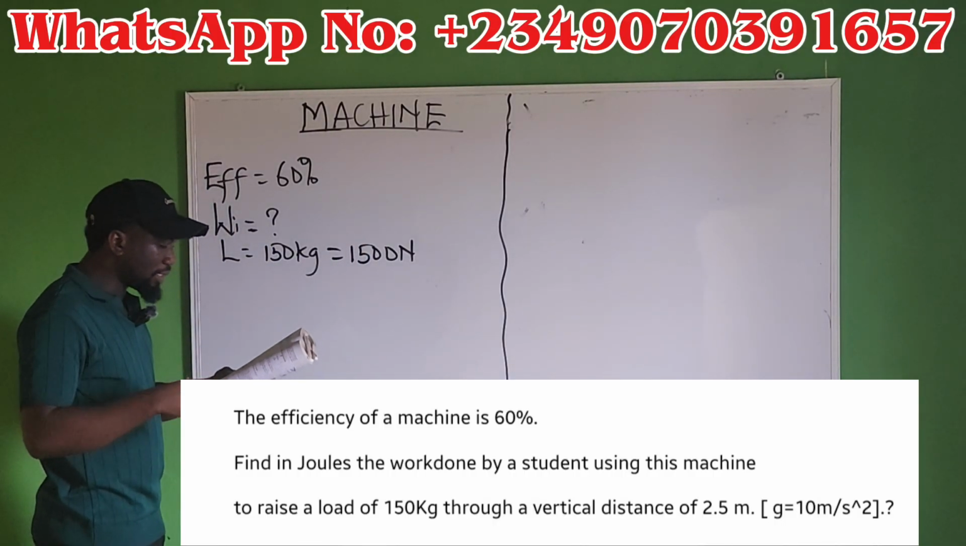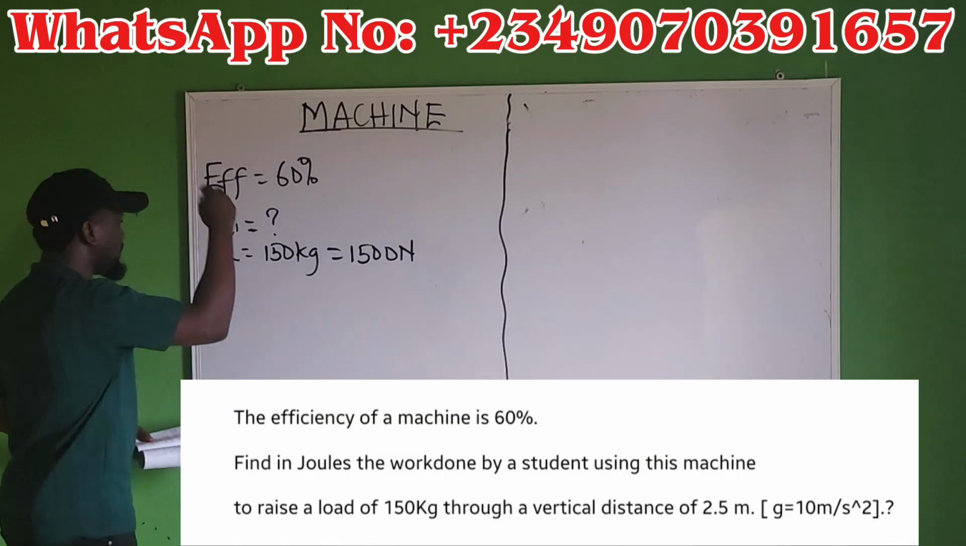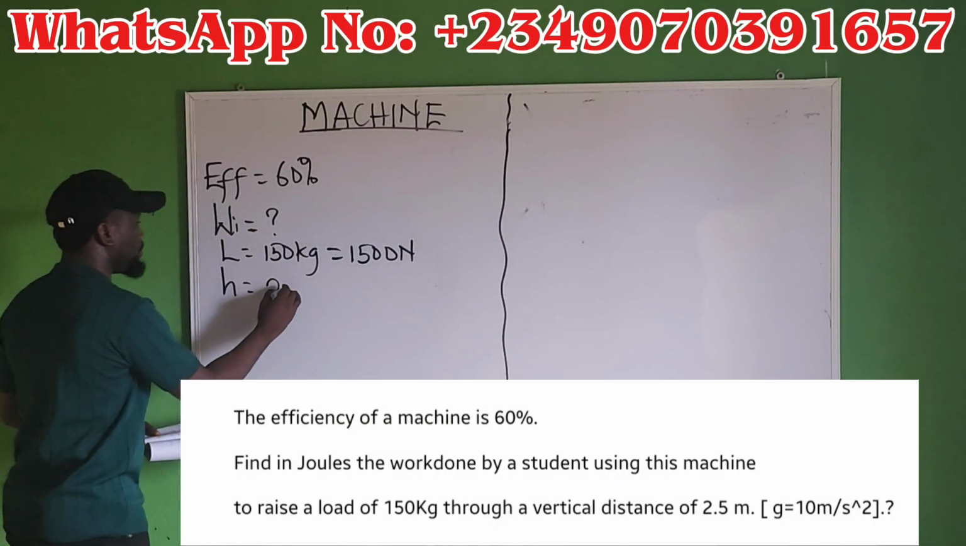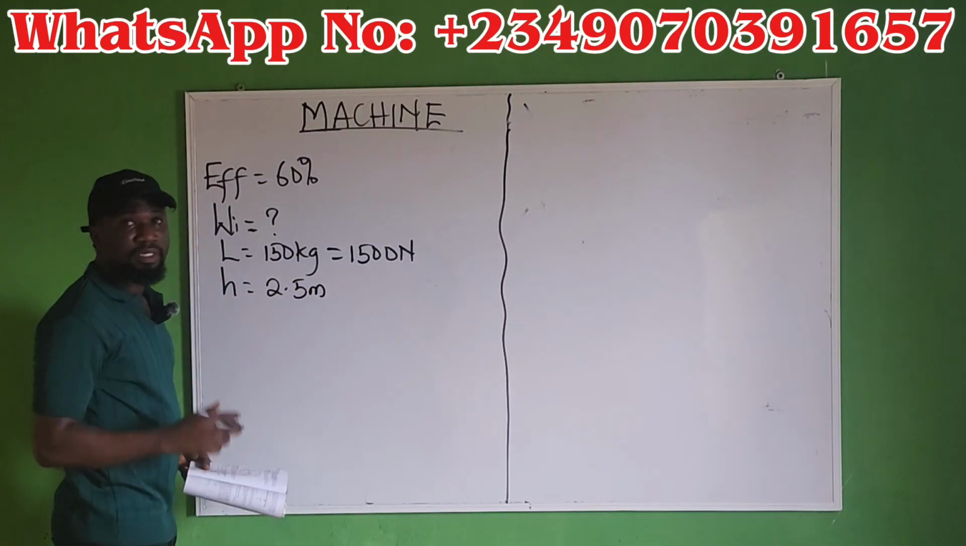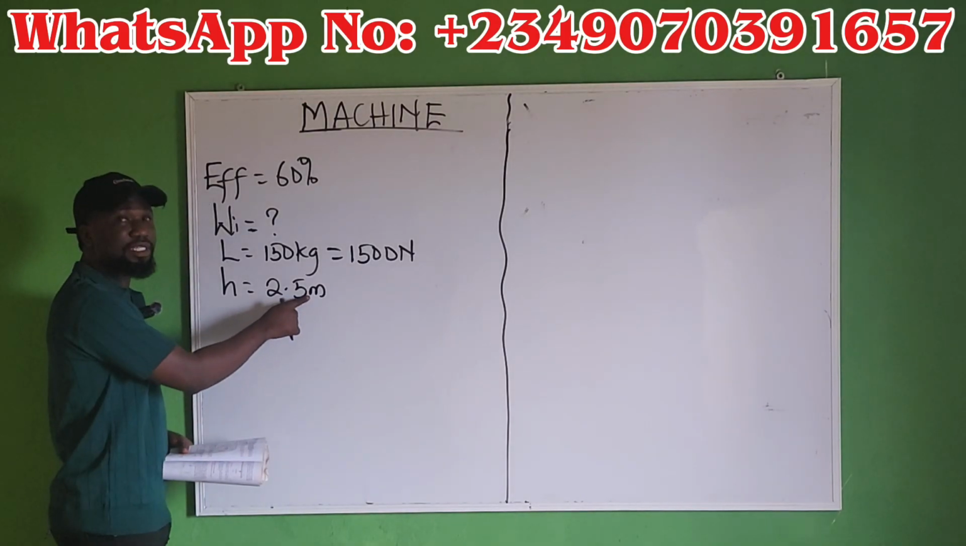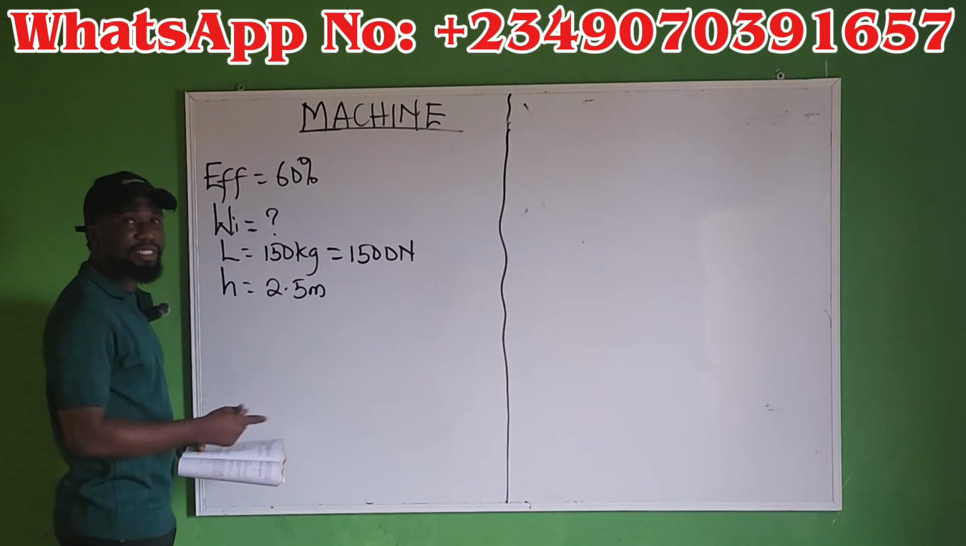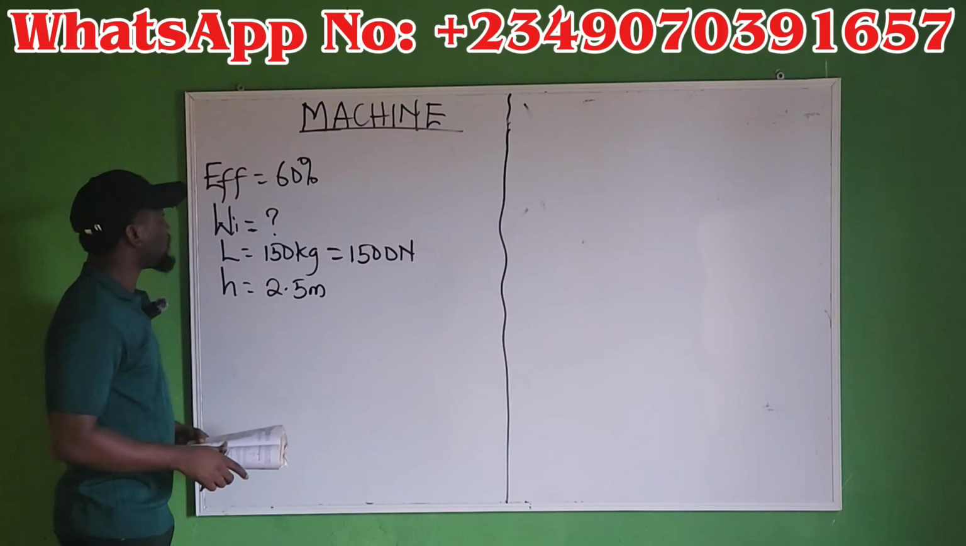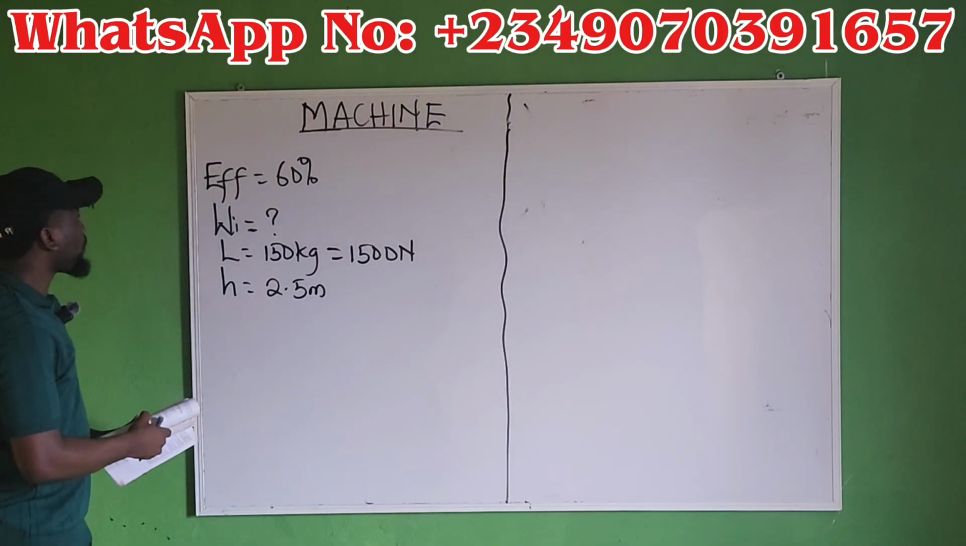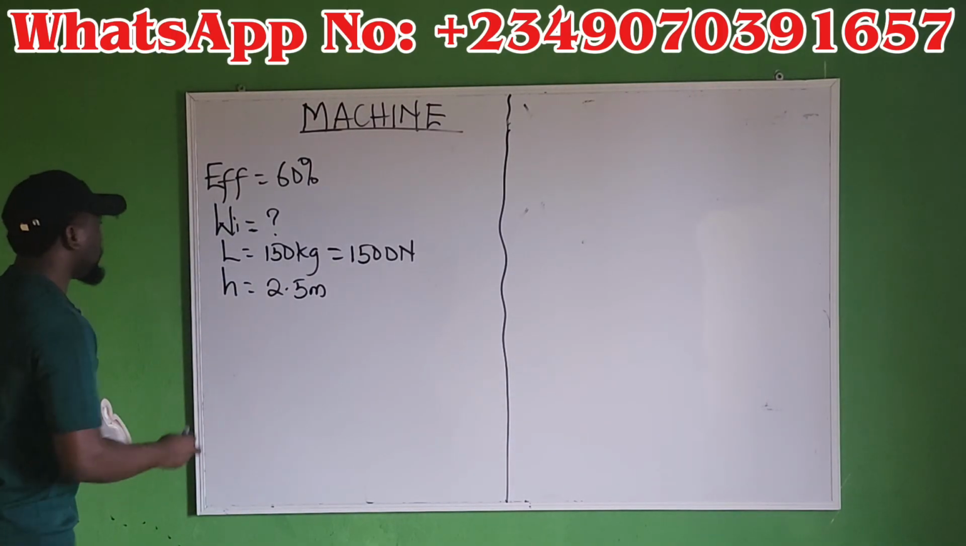Through a vertical distance of 2.5, which is the height. The height is 2.5 meters. Note, let's say you are given this in centimeters, what do you do? You change it to its SI unit, which is meter. All right, so for me now, we want to get the work input.